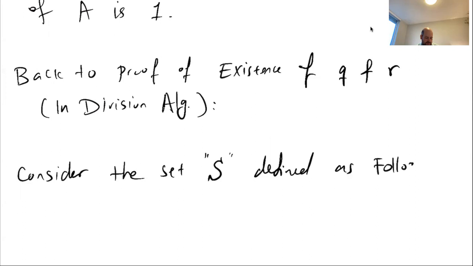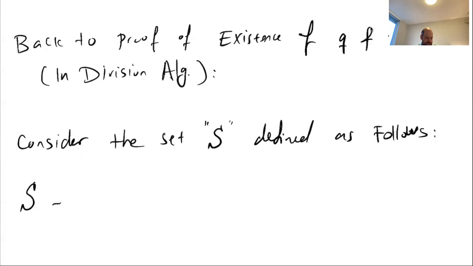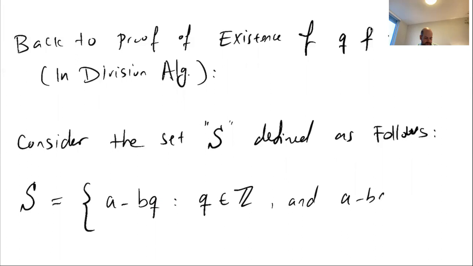Okay, I'm writing the proof for you for existence of Q and R. So first we need to define a set S. What is set S? The set of all elements of the form A minus BQ such that Q belongs to Z, and A minus BQ is bigger than or equal to 0. So the set of all elements of the form A minus BQ.